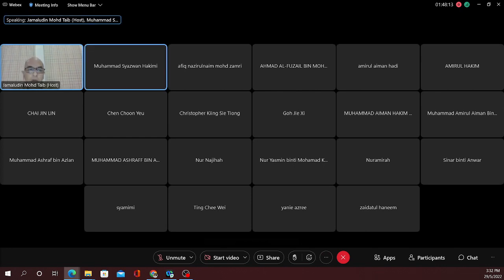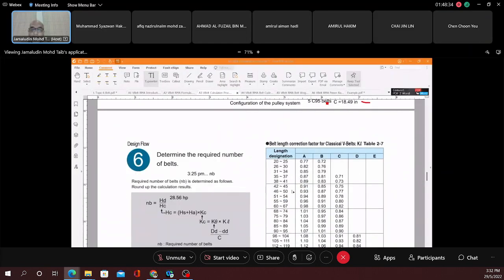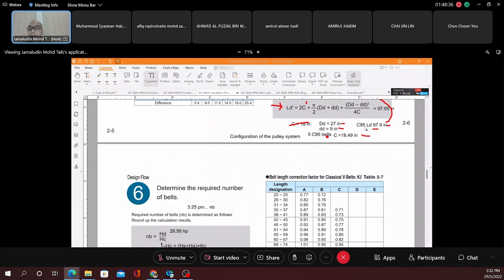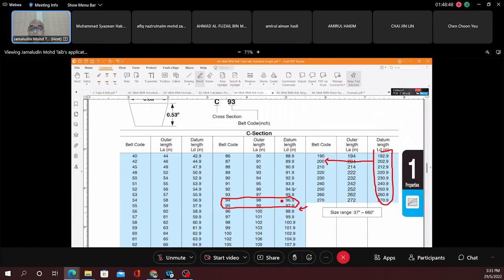I have one question. Why do we use the designated length of 95? Because we choose C95. That means, what is 95 here? It's not the length, because in C95 there are 2 pieces of information. In the example I made a mistake. There is the information of datum length, and this is the designated length, C95.